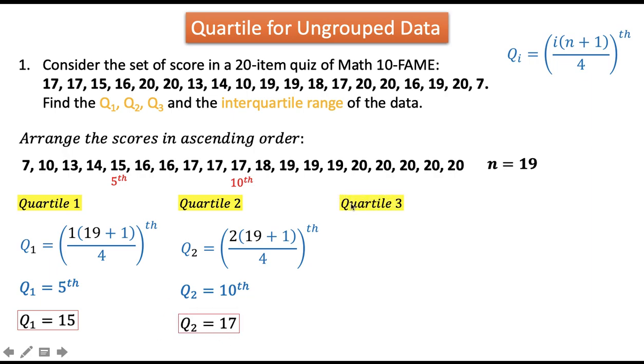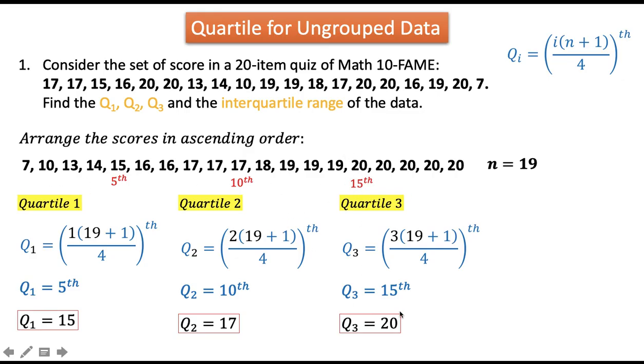To solve for quartile 3, using the same formula, substitute i with 3 since we're looking for the quartile 3. Then 19 plus 1 is equal to 20. 20 times 3 is 60. 60 divided by 4 is 15. So our quartile 3 is located in the 15th position in our given data set, which is 20. Therefore, the quartile 3 is 20.